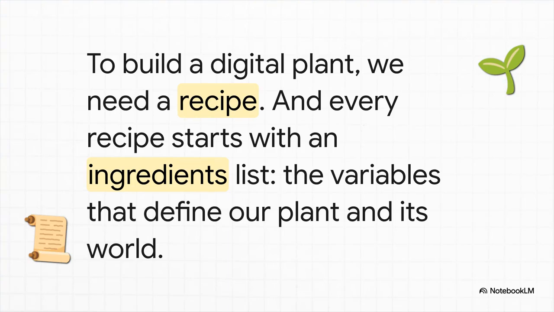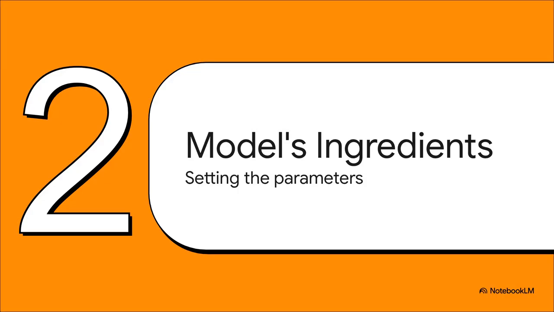Okay, so let's think about this digital plant like we're cooking something. It's a really complex recipe. And to get the final dish just right, which in our case is a perfect prediction of thirst, we first have to get all our ingredients together. In the world of programming, these ingredients are basically all the variables that define our plant and the world it lives in. So, in coding, we don't call them ingredients, we call them parameters.